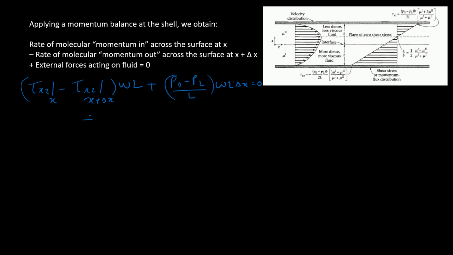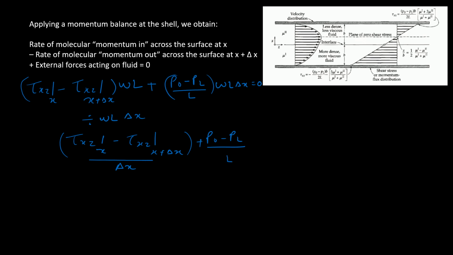Now divide by WL into delta x, we get tau xz at x minus tau xz at x plus delta x upon delta x, plus P naught minus PL upon L. So taking limit delta x tends to 0, what we get?